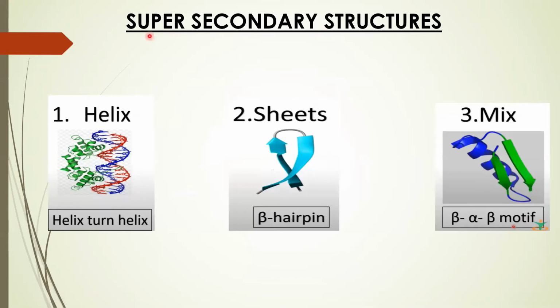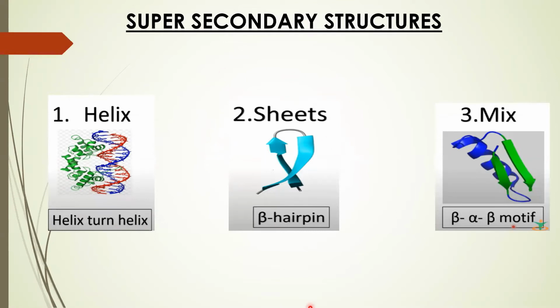Now, talking about it, super secondary structures can be classified into three types. Firstly, helix. So what is a helix? It is a common motif in the secondary structure of proteins. What happens is that the NH group hydrogen bonds to the backbone C=O group of a carbon located 3 to 4 residues earlier along the protein sequence.